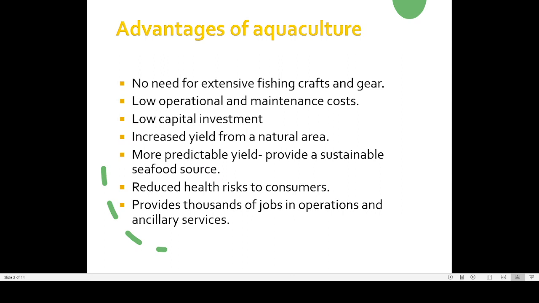Now, what are the advantages of aquaculture that we have to understand? One important advantage is that we don't need extensive fishing craft and gear. What is a fishing craft? Craft basically means the fishing boat, the catamaran and other small boats that people use for fishing. They are known as fishing craft, basically boats and vessels. And fishing gear basically means nets and other techniques used for catching fish. Fish capturing equipment is known by the name fishing gear.